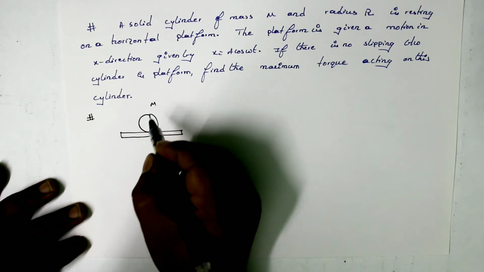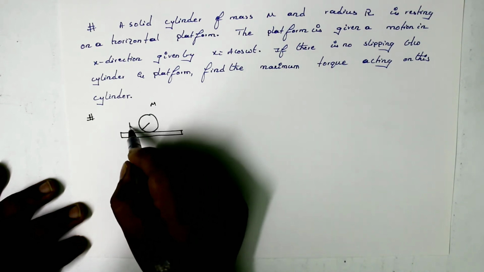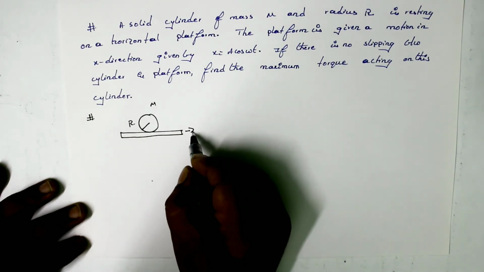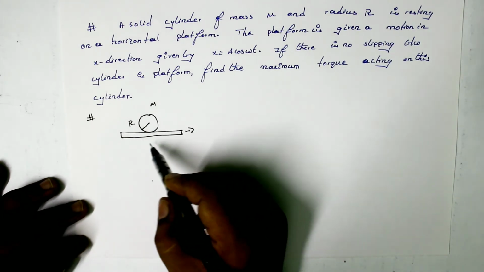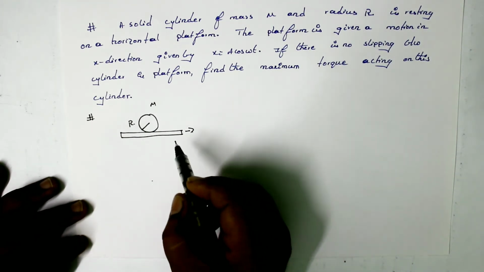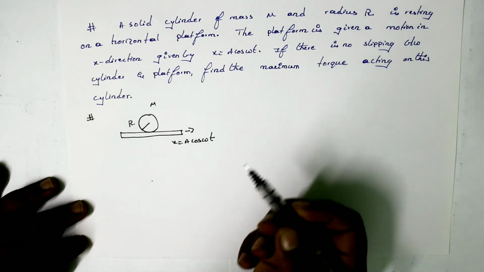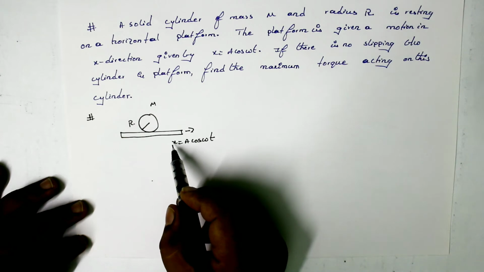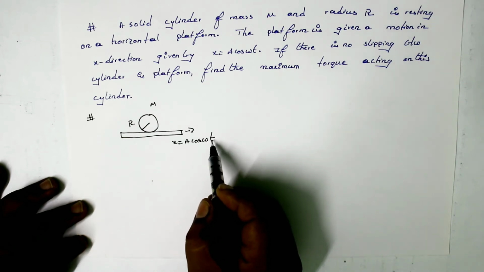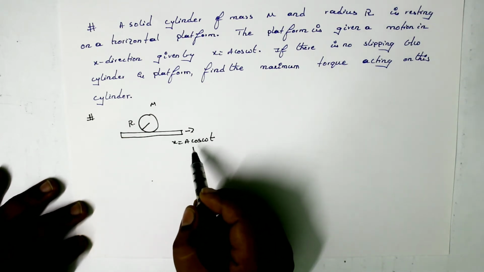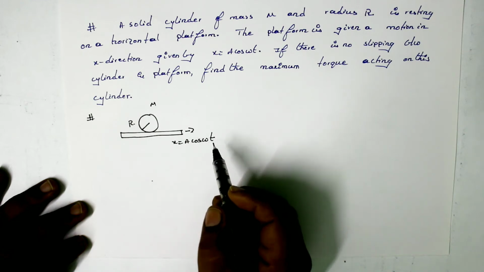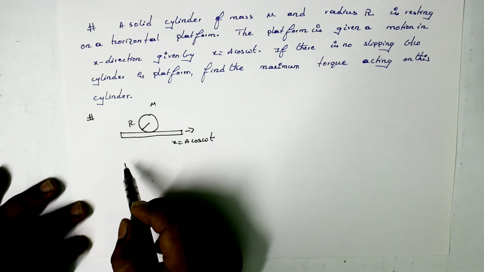So it is having a mass m and radius of r. So this platform is given a motion according to x is equals to a cos omega t. So here x value is continuously changing with respect to time. Therefore I can calculate acceleration of this motion.